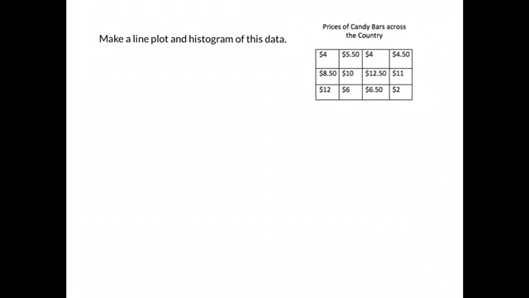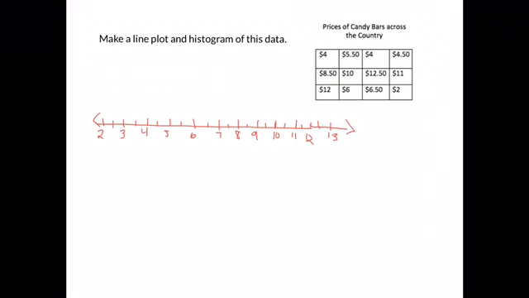Alright, let's check our work on the line plot. So this one has decimals in it, but it doesn't matter because you can still make the number line. You just have to include those decimals. Alright, so here is my number line, and I included the whole numbers, and then in the middle are the decimal places, which would be 0.5.